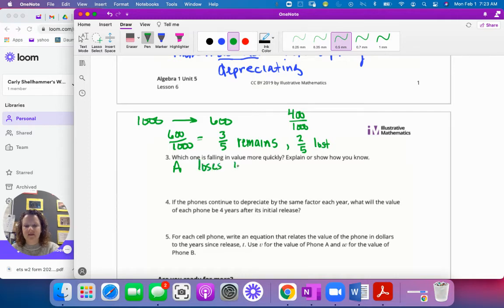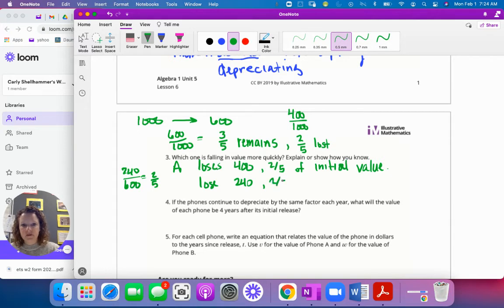So we lose $400 in the first year, which is 2/5 of the initial value. It's what I've said in words, I just didn't write it down yet. Look back at your graph. I wrote $240 the second year. 240 over the previous value, which was 600, is also 2/5. We lose 240, which is 2/5 not of the initial value, but of the previous value.